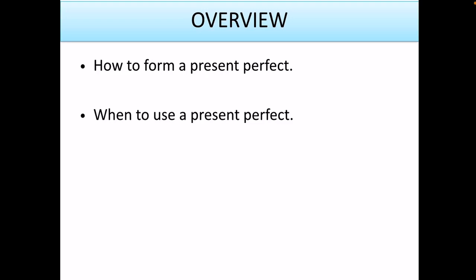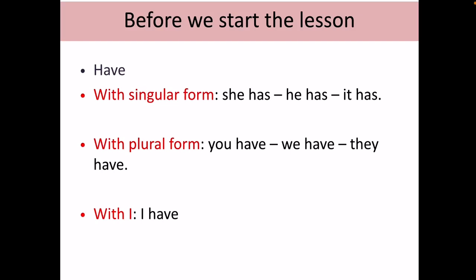Now, before we start our lesson, it's very important to learn how to use the verb have. The verb have is a very important part of the present perfect tense. So, when we want to use it, we have to learn how to use it correctly. First, if my subject is singular, we say has. For example, she has, he has, it has. Or I can say the cat has, Ali has, the same thing.